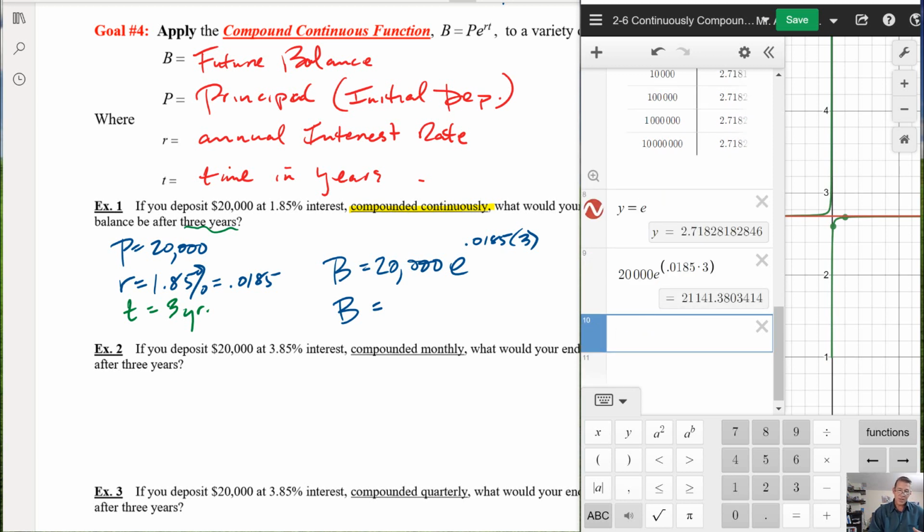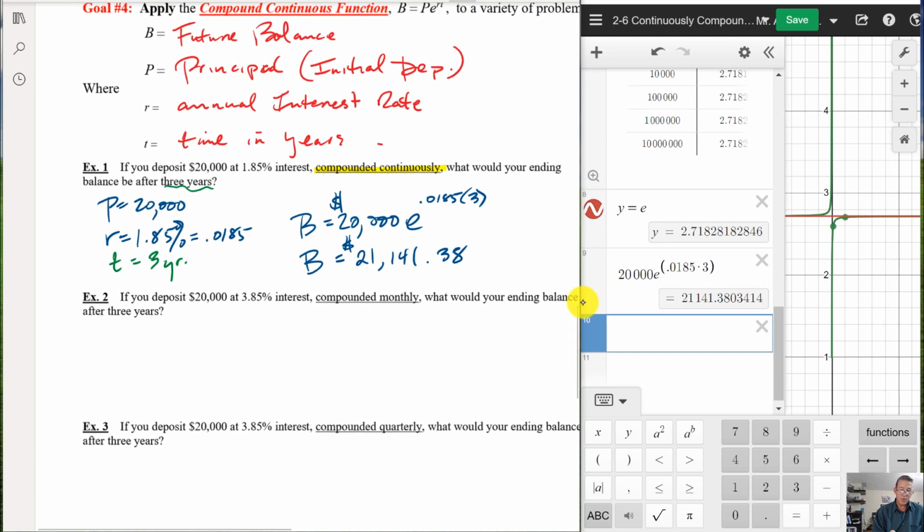All right, and notice it gives you a value bigger than 20,000 because the money is growing, compounded continuously. Which means the bank is putting interest in actually every second of the day. It's actually even better than that. It's every fraction of a second during the day. So this is $21,141 and 38 cents. That's all there is to it, believe it or not. It's actually quite simple. It's actually easier than the previous formula.